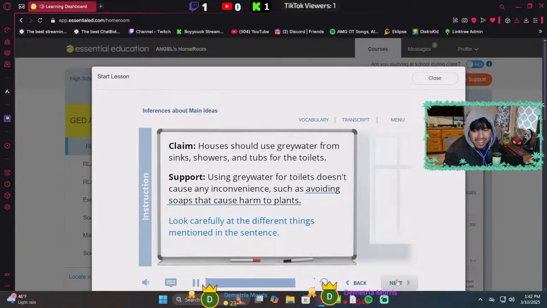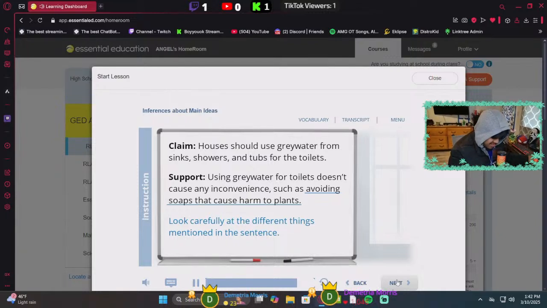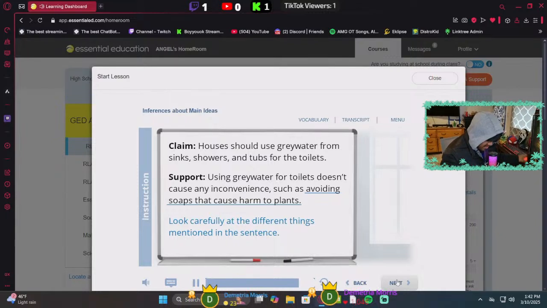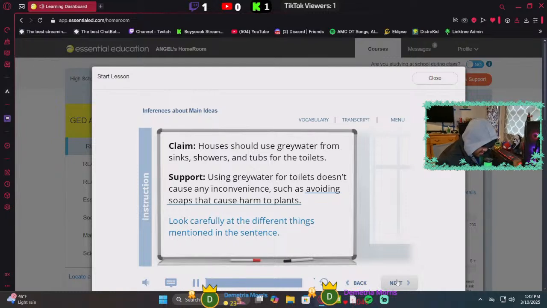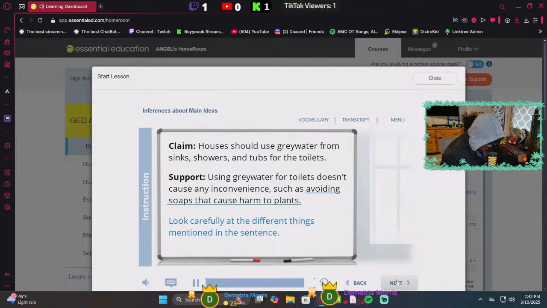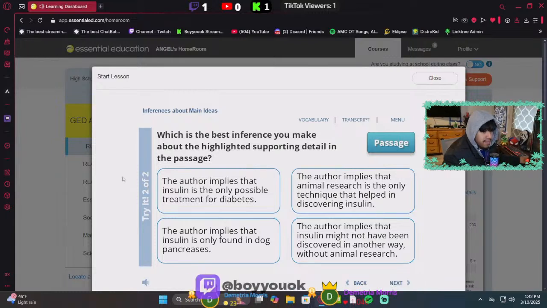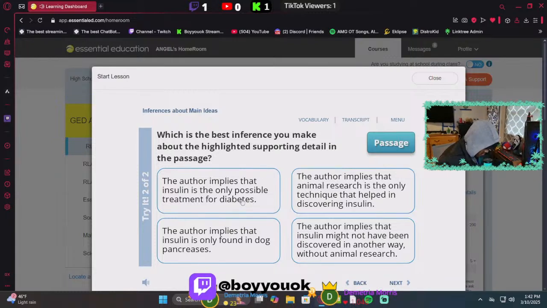Why would you need to stop using soaps that harm plants? Well, if you were using gray water for plants, you wouldn't want to put anything in the water that would hurt them. So, you can infer that one use of gray water is to water plants. Making inferences means looking closely at what you read, making connections to the main idea, and making connections to your own experience. It helps you analyze which is the best inference you can make from the highlighted support in the passage.